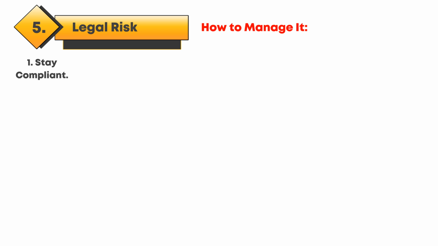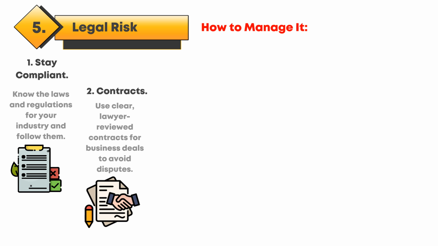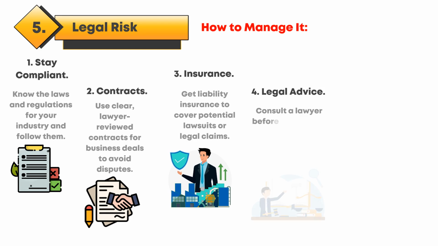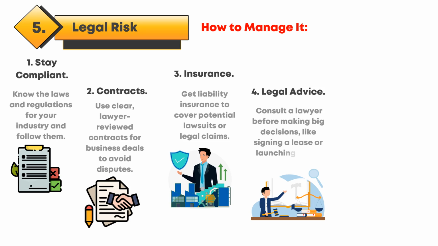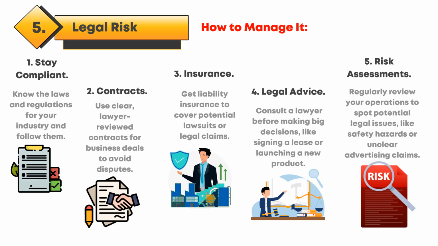At first, stay compliant. Know the laws and regulations for your industry, e.g., health codes for a cafe, and follow them. Second, contracts. Use clear, lawyer-reviewed contracts for business deals to avoid disputes. Third, insurance. Get liability insurance to cover potential lawsuits or legal claims. Fourth, legal advice. Consult a lawyer before making big decisions, like signing a lease or launching a new product. Fifth, risk assessments. Regularly review your operations to spot potential legal issues, like safety hazards or unclear advertising claims.